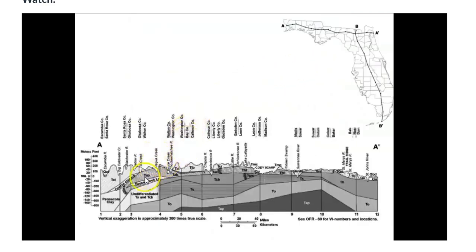Here I have a geologic cross-section of the northern part of the state of Florida. You can see this cross-section extends from A to A prime. And if you look at the map of the state of Florida in the upper right-hand part of this slide, A to A prime extends from the west to the east part of northern Florida.